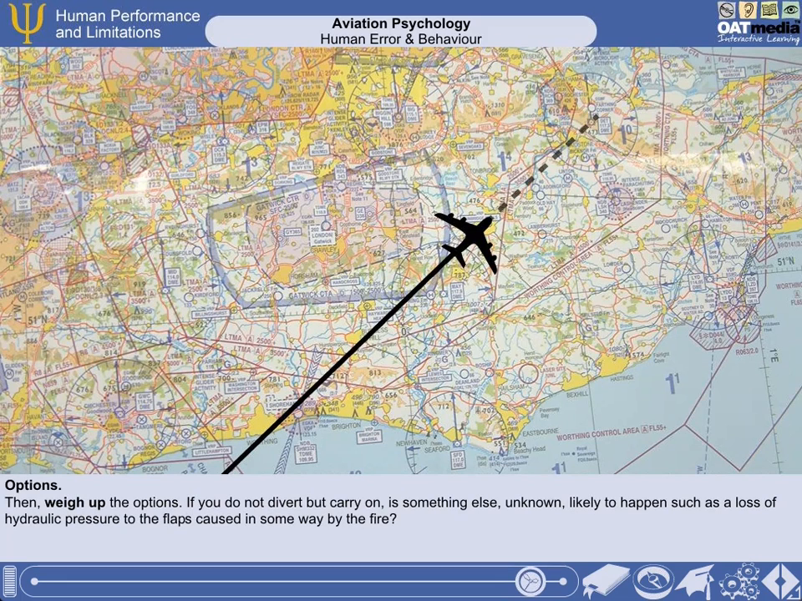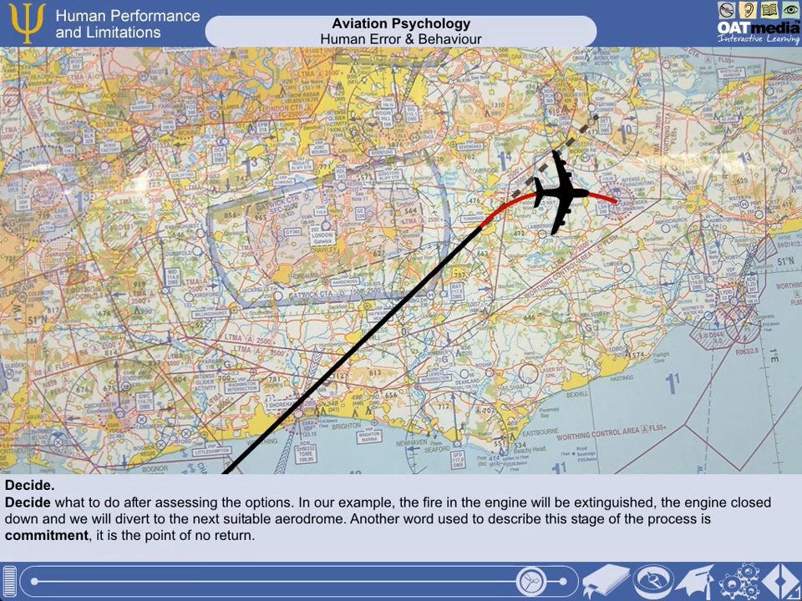If you do not divert but carry on, is something else unknown likely to happen, such as a loss of hydraulic pressure to the flaps caused in some way by the fire? Decide what to do after assessing the options. In our example, the fire in the engine will be extinguished, the engine closed down, and we will divert to the next suitable aerodrome. Another word used to describe this stage of the process is commitment. It is the point of no return.